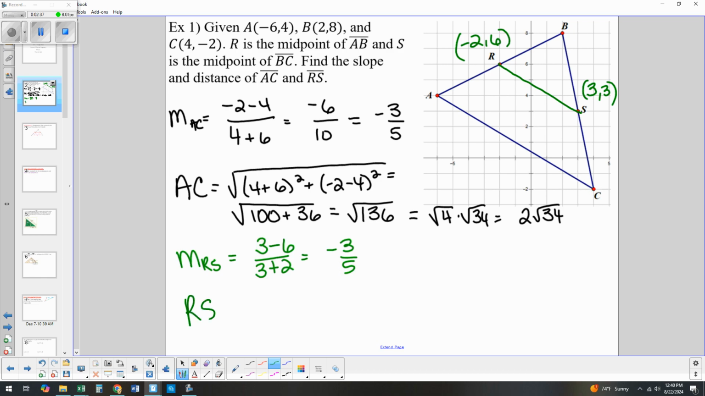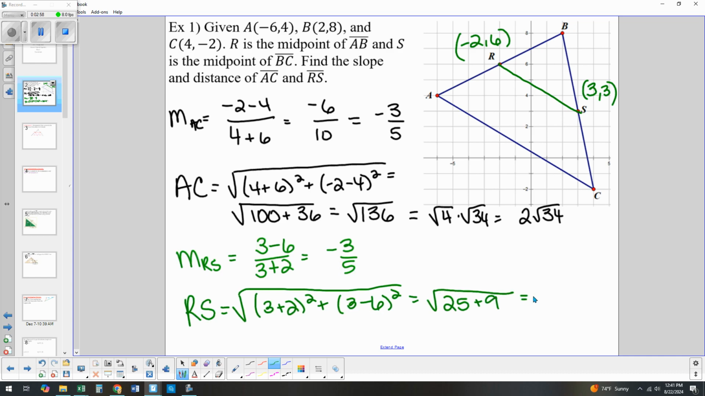Now let's do the distance of RS. So we're going to do 3 minus -2, or 3 plus 2 squared, and 3 minus 6 squared. So that's 5 squared, which is 25, plus -3 squared, which is 9. So this equals the square root of 34. So it looks similar to the other distance, but this was 2 times root 34, and this is just root 34. So this side here was actually twice as long as this side here.